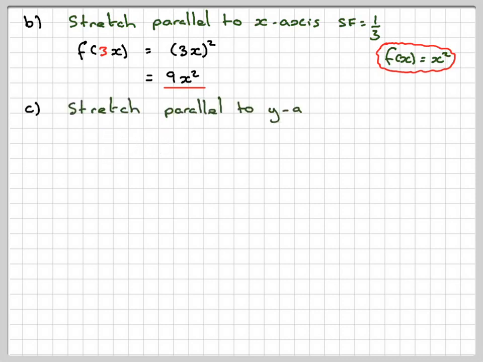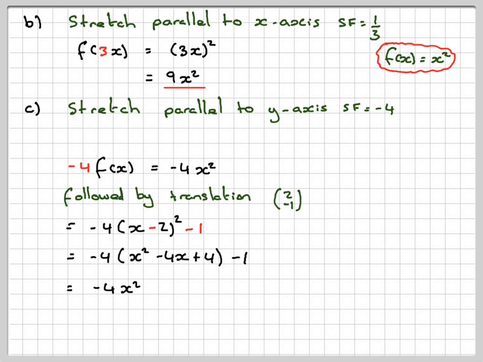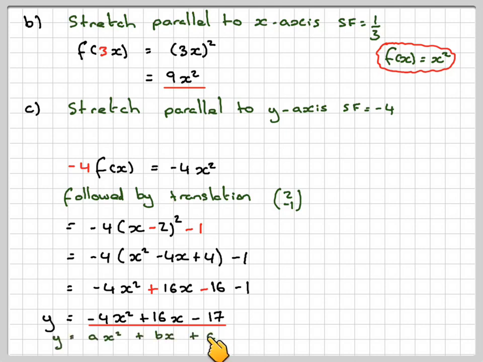A stretch parallel to the y-axis, scale factor minus 4, is going to be minus 4 times f of x, so that will be minus 4x squared, followed by a translation of (2, -1), so that's going to be minus 4 times x minus 2 all squared, so it's always opposite the sign of here, minus 1. So expanding this bit here, we get minus 4 times x squared minus 4x plus 4, minus 1. Multiplying through by minus 4, we get minus 4x squared plus 16x minus 16 minus 1. And we end up with minus 4x squared plus 16x minus 17. That's now in the correct format as required by the question.